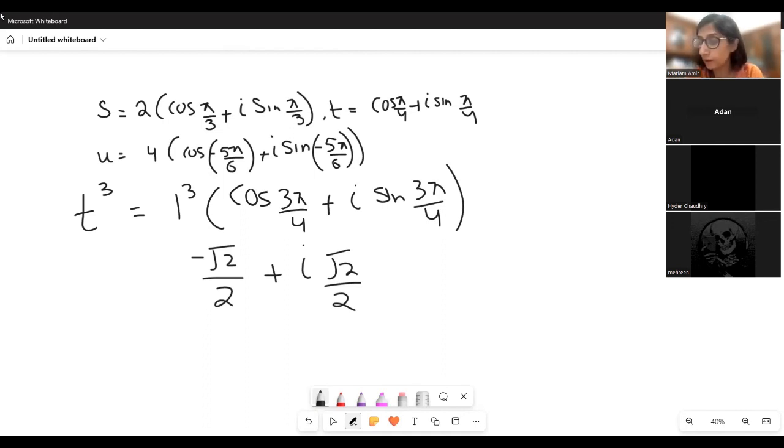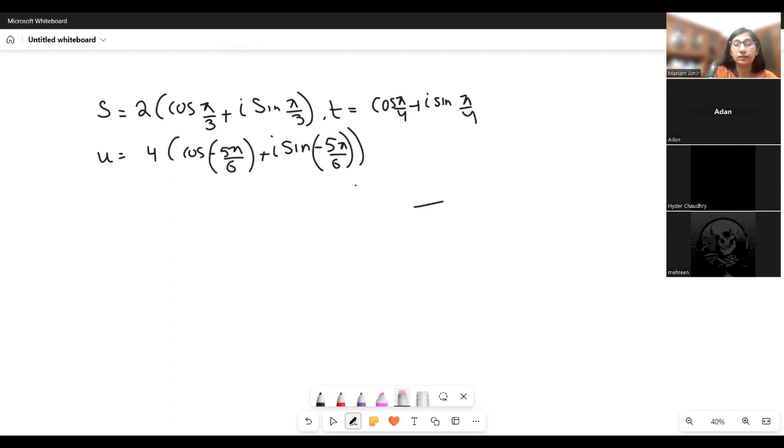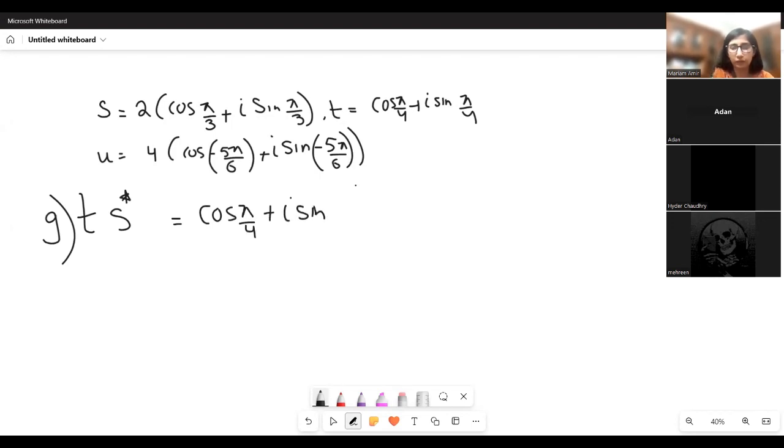Okay. Next we have to check, the answer for TQ is correct. Now we have to find T times S star. What is this? T times S star, which is part G. So T is cos pi by 4 plus iota sine pi by 4. And what is S star?